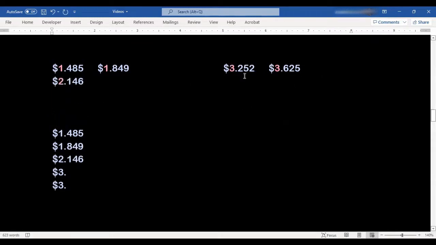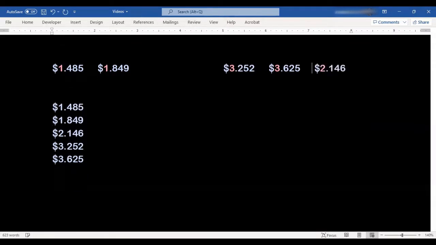And then the last ones I need to compare are these two that began with a 3. So because they both have a 3 in the whole number part, now I can go ahead and compare the 10th place of these two. So I have a 2 here, and then I have a 6 here. So because 2 is smaller than 6, 3.252 is going to be smaller than 3.625. So 2 is smaller than 6, so it's going to be above the 6 in our list.